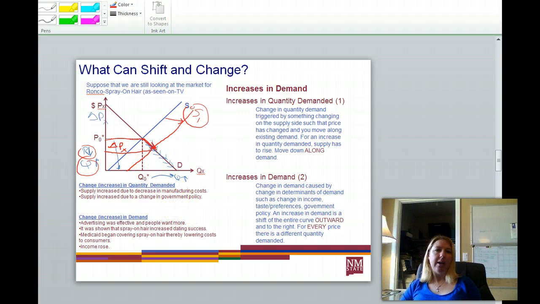So some other things can happen in the marketplace. For example, we have a supply increase due to a decrease in manufacturing cost, or maybe a supply increase due to a change in government policy.